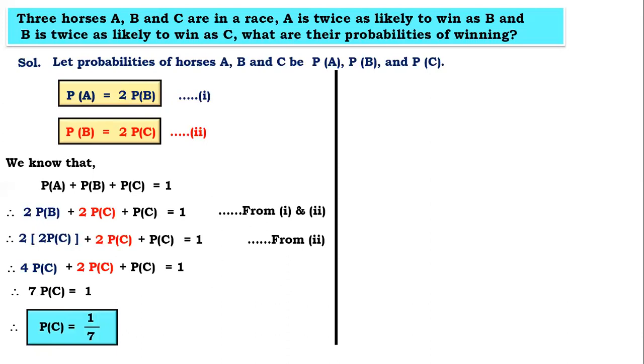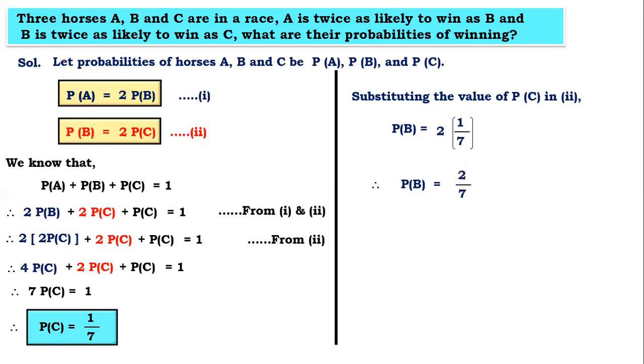Now we also have to find P of A and P of B. We got P of C, so let us see where we have P of C. If you look at equation number 2, it mentions P of C, and we can find P of B using P of C. So I'll substitute P of C in equation number 2. Equation number 2 says P of B is equal to 2 into P of C. So 2 into 1 upon 7 will be 2 upon 7. So we got P of B as well.